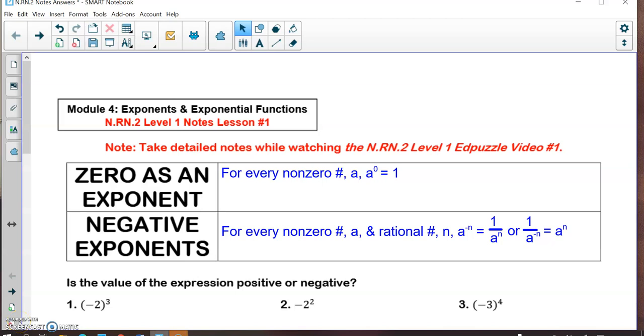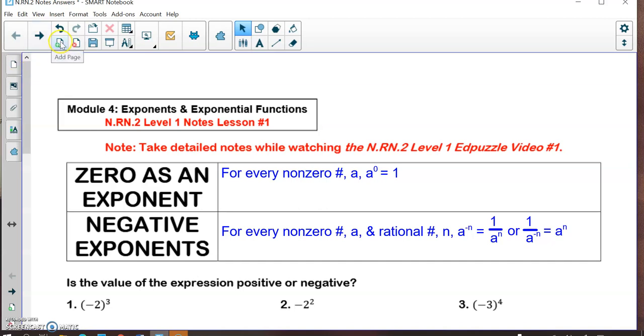Hi everyone, so we are on the N.RN.2 level 1. There's going to be 3 lessons within this level 1, and all of the lessons are going to be related to exponents and completing exponent rules. So in this lesson, we are going to learn about 0 as an exponent and negative exponents.